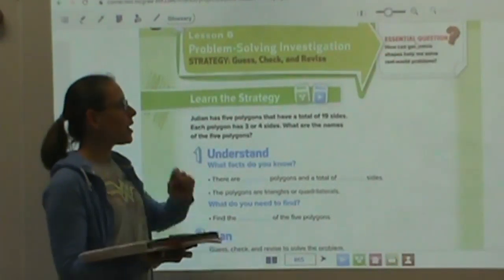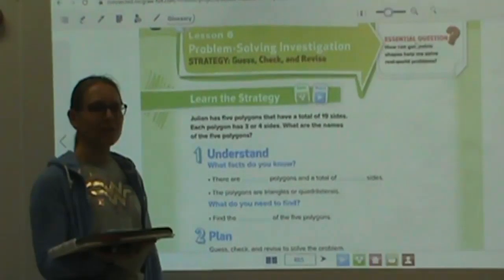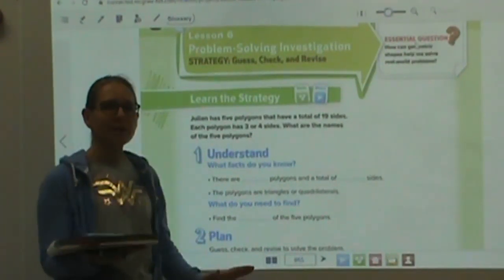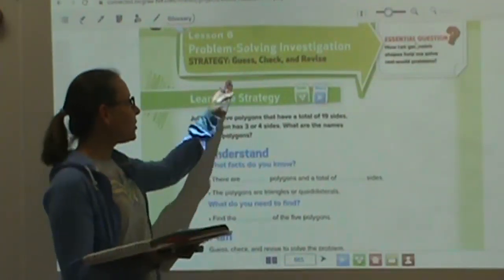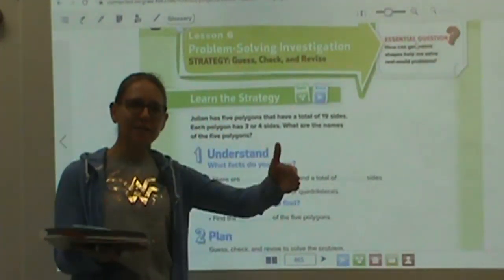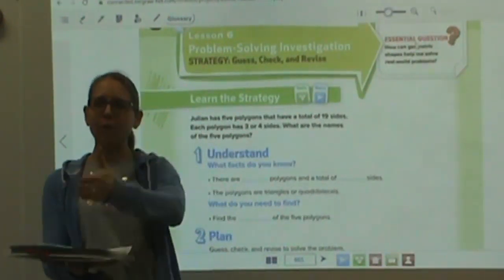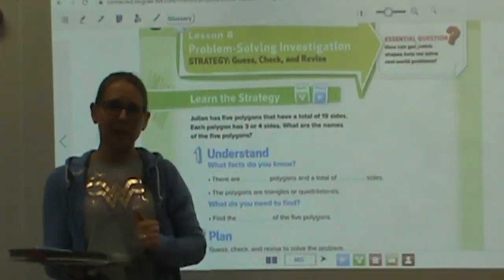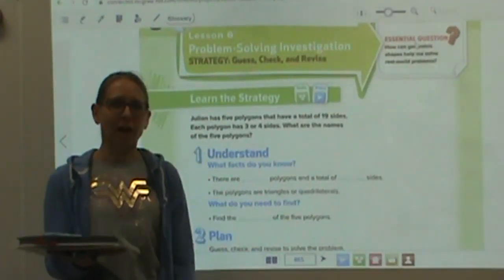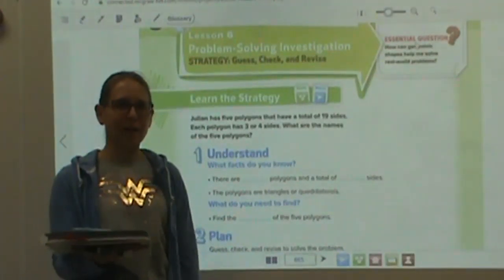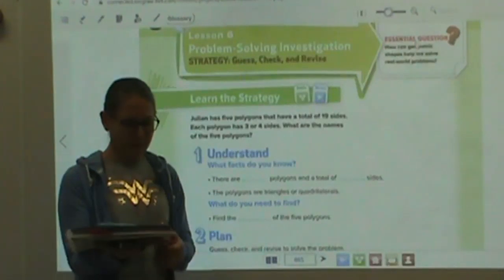This lesson is called Problem Solving Investigation. The strategy is guess, check, and revise. This is a little bit tougher of a strategy here at the end of third grade because you do have to guess and check. And if you guess and check, and when you check you're wrong, then you have to go all the way back to the beginning and start a new plan. So you can't just be done the first time you guess and check. Make sure when you're done that you get the right answer. So keep that in mind, that it might take 2 or 3 tries.